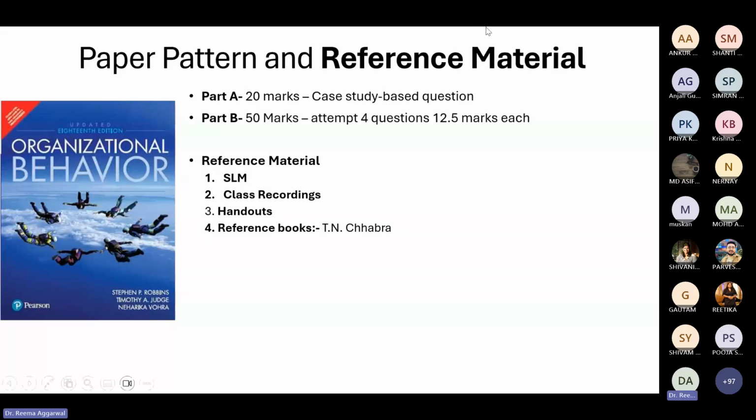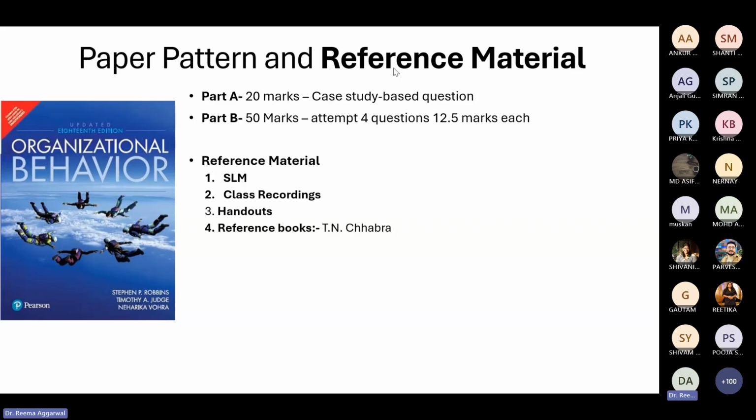Talking about the paper pattern, which remains a concern for the first year students. The paper pattern includes part A and part B. Part A will include a mandatory case study question of 20 marks. That means it is mandatory to attempt the part A, 20 marks question. Then in part B, there will be a choice given to you. There will be around 6 questions, out of which you have to attempt any 4 questions. Each question will be of 12.5 marks.